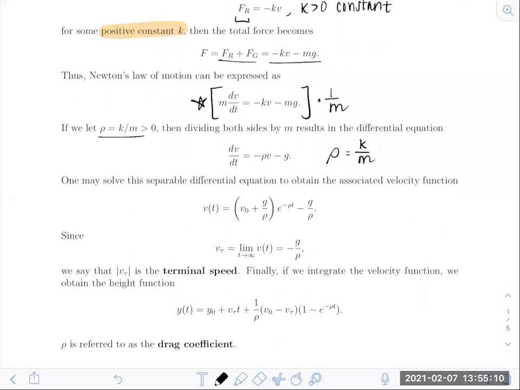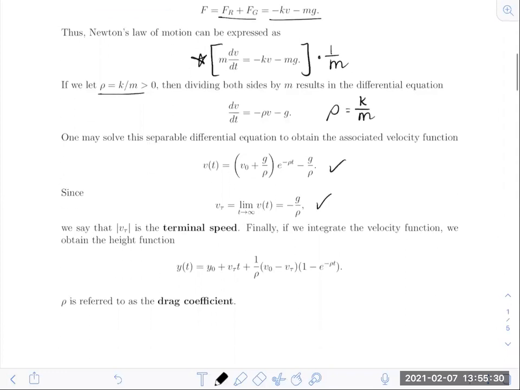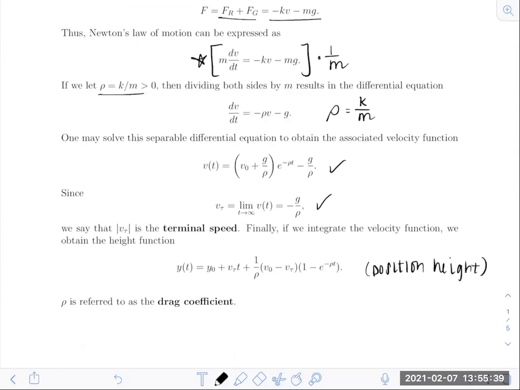Then we can solve this by way of separation of variables to get the associated velocity function as given here and the terminal speed. Terminal speed means just what happens as t goes to infinity. That is, what is the maximum that we're going to get here in free fall. And then we can integrate once more to get to our position function or height function. So we're running through these quickly, but actually we're going to do some examples of deriving these based on this setup. And then rho has a particular name, that's called the drag coefficient. So that's where we'll be running into that.